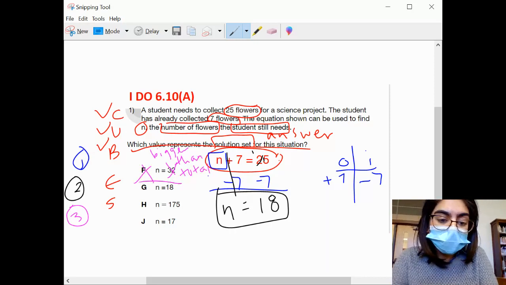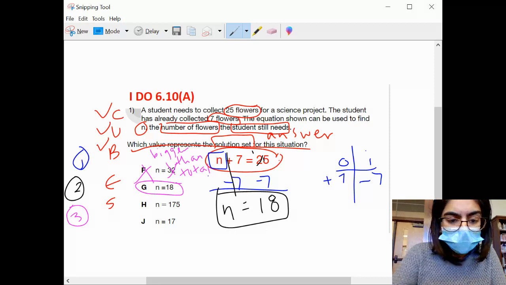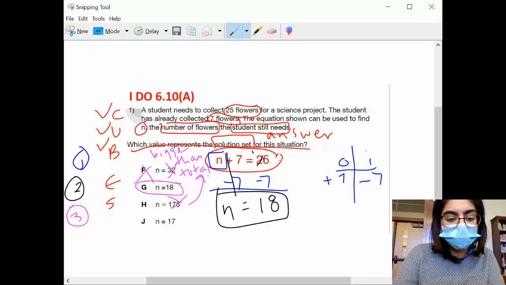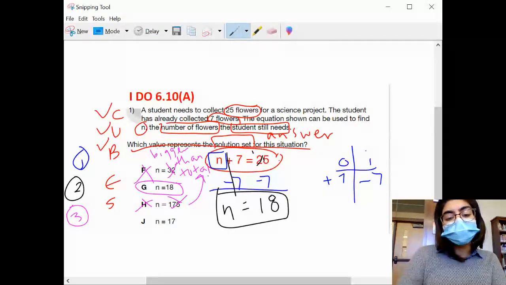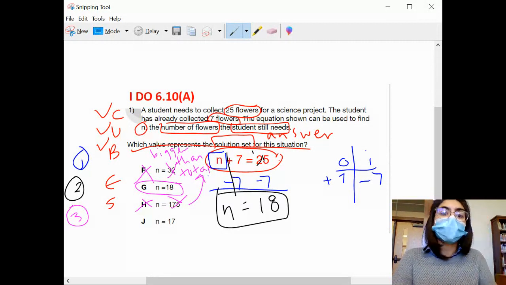Okay, G, n equals 18. That's exactly what we got for our answer, so I'm going to circle it. Let's look at H. 175, that doesn't even make sense. That's also bigger than the total. So let's cross that out and put that as the reason. And J's n equals 17. Man, they're trying to trick me with that one because it's so close to what I got.